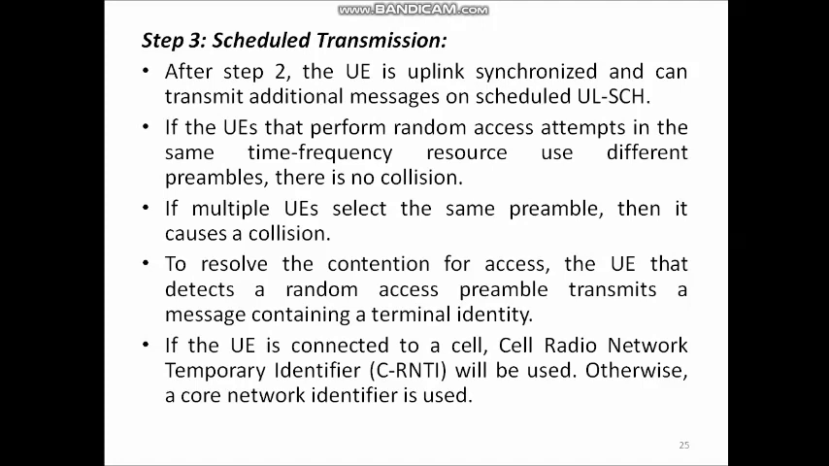To resolve the contention for access, the user equipment that detects a random access preamble transmits a message containing a terminal identity. If the user equipment is connected to a cell, then the cell radio network temporary identifier, or C-RNTI, will be used. Otherwise, a core network identifier is used. This core network identifier is a unique user equipment ID at the cell level.